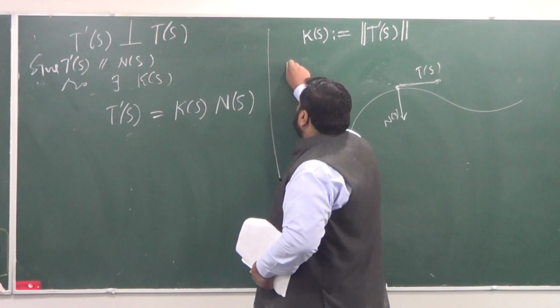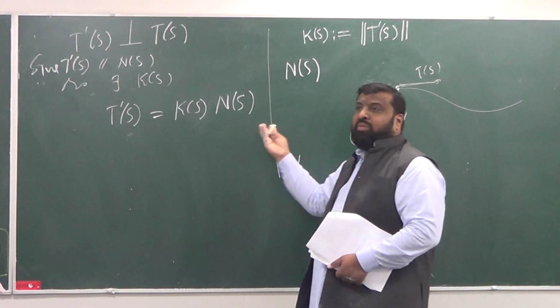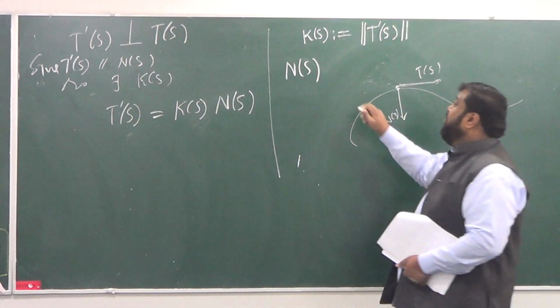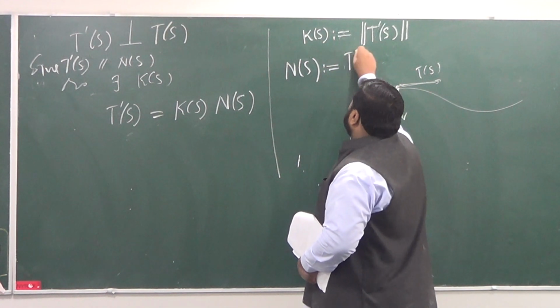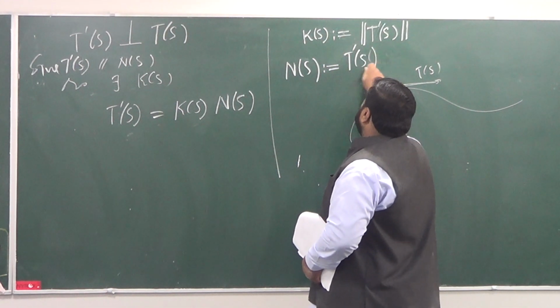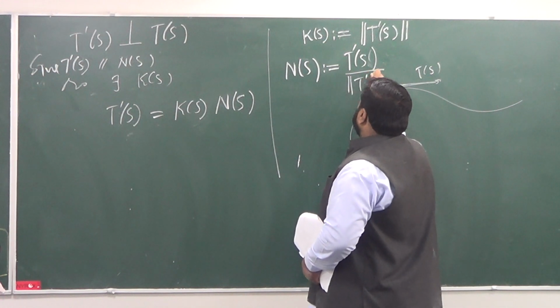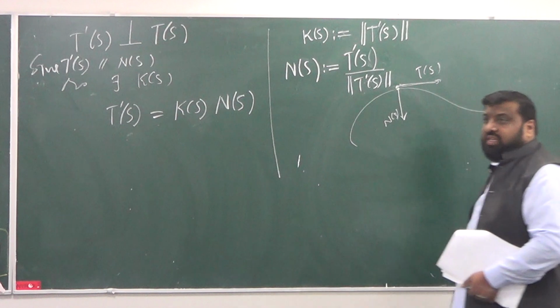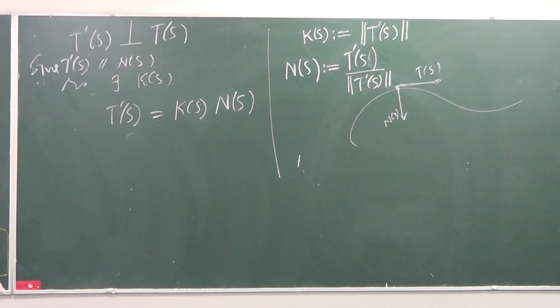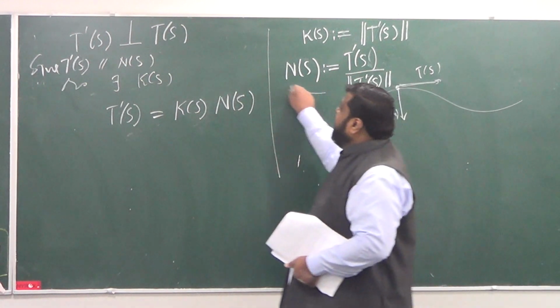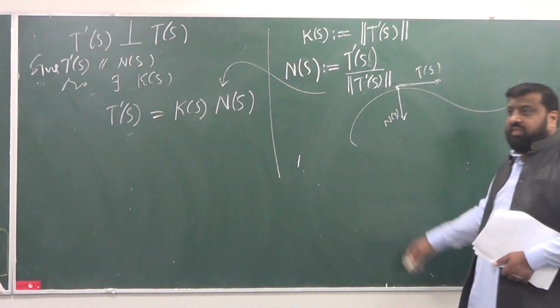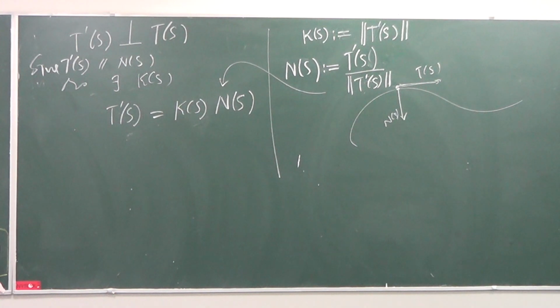And define the normal of S rather than assuming that the normal vector exists. So define the normal of S as the vector T prime of S divided by the magnitude of T prime of S. So it's like a unit vector in the direction of the change in T prime of S. Okay, and from this you again reach the same quantity. Let's think about it. Either you can define it the way you want, or you can do things in this way. Are you getting the point?